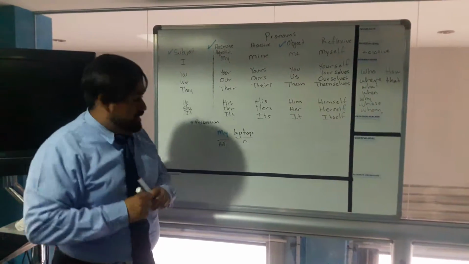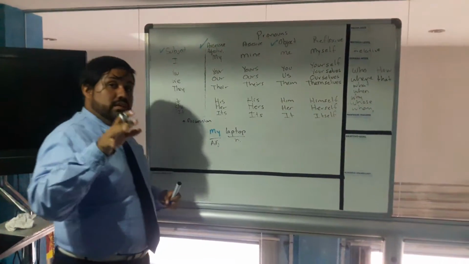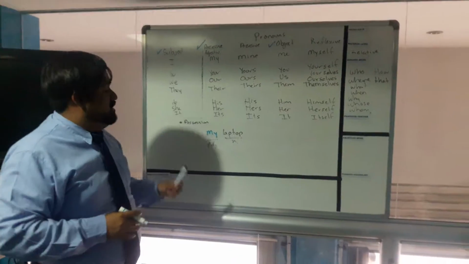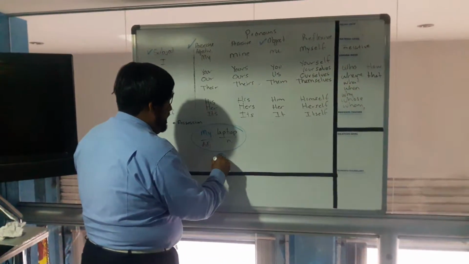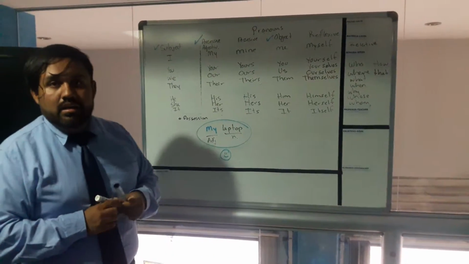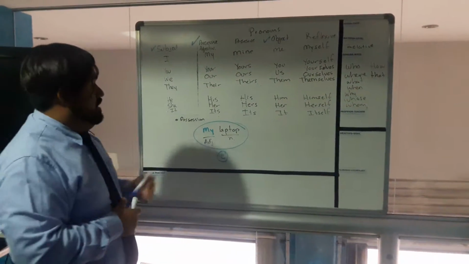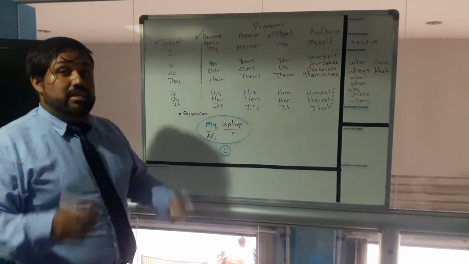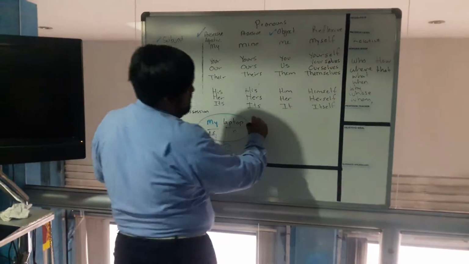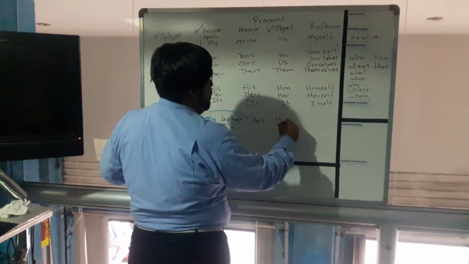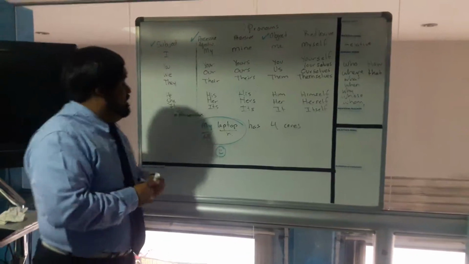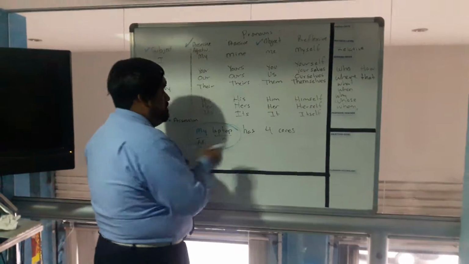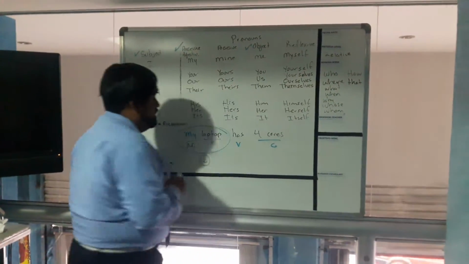But also check this. When you use possessive adjectives, you are creating a subject. All of this is the subject of the sentence: "My laptop," and the rest you can create your sentence. For example, "my laptop has 4 cores." 4 núcleos, 4 procesadores. So how do you recognize it? Because this is the verb and this is the complement.